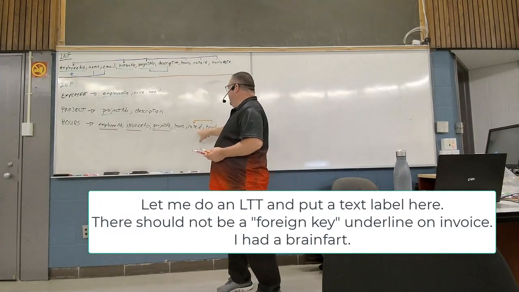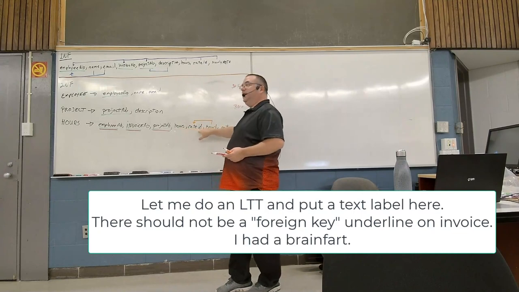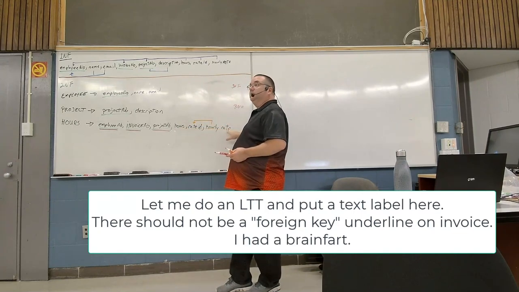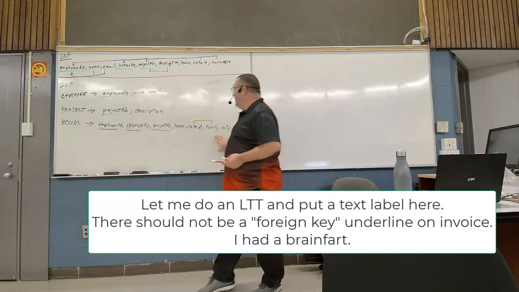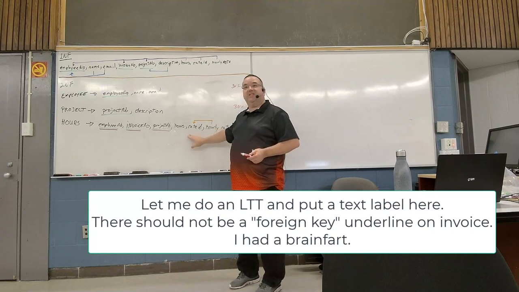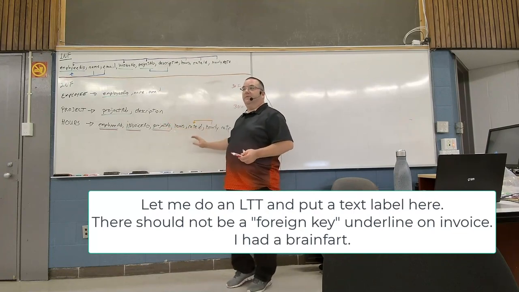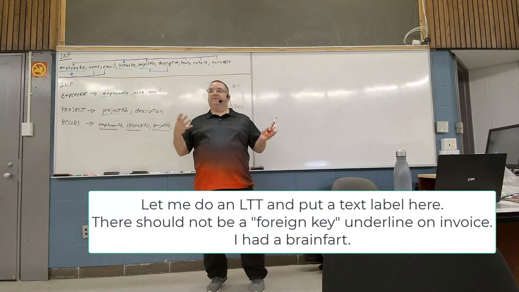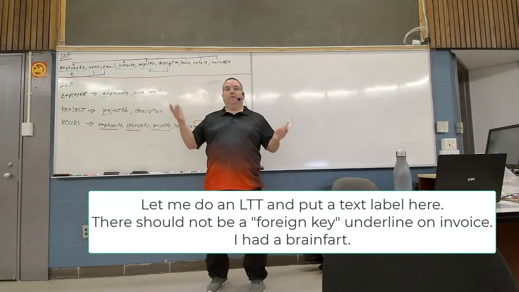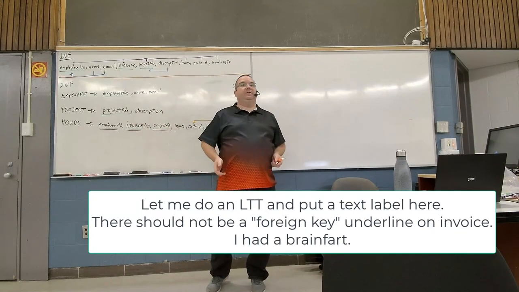This is rate ID. So it's hours, rate ID, hourly rate. Our hourly rate depends on the rate ID, but the rate ID is not part of the primary key. Therefore, it's a transitive dependency. What do we do with a transitive dependency to go to third normal form? Blow it out to its own entity.